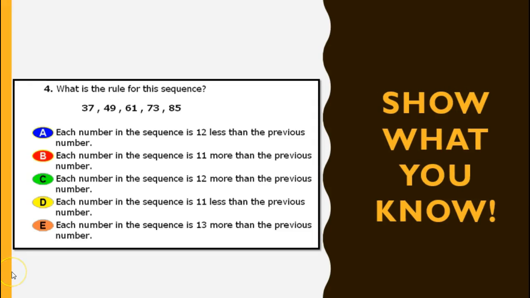What is the rule for this sequence? So you can see the pattern here. This time I want you to find what the rule is. What's causing this pattern to grow? Read over these options very carefully, A, B, C, D, or E, and choose which answer you think is correct.